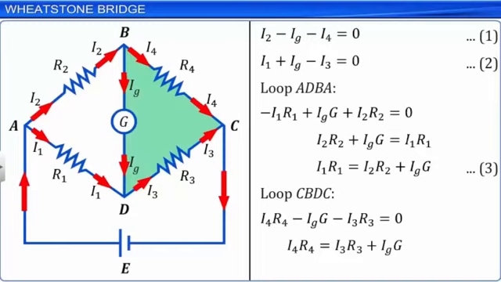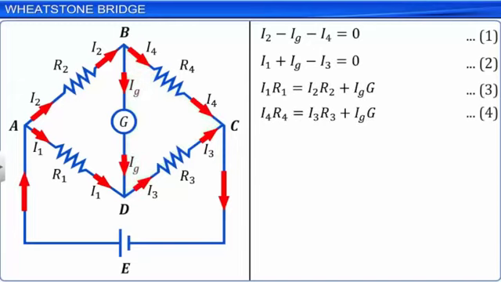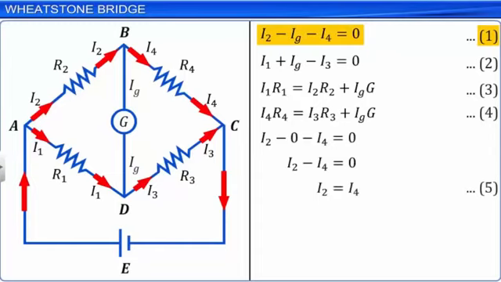As a special case, the values of R1 to R4 are chosen in such a way that Ig becomes 0. Now, substituting Ig equal to 0 in equation 1 and simplifying, we get equation 5. Substituting Ig equal to 0 in equation 2 and simplifying, we get equation 6.